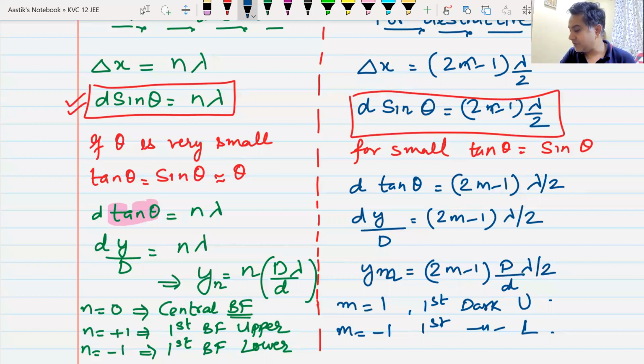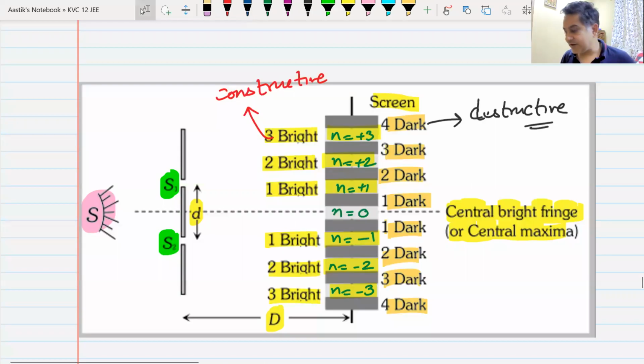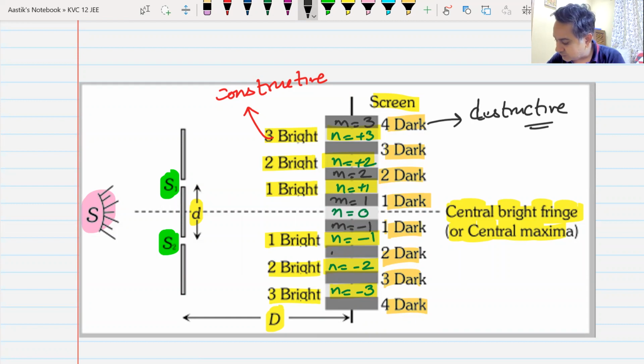Okay. Now I can put these values here to show you in the diagram how it looks. So in the diagram, you already have the bright fringes marked. Let us mark the dark fringes. This is m is equal to 1. This is m is equal to 2. This is m is equal to 3. This is m is equal to minus 1. m is equal to minus 2. m is equal to minus 3. m is equal to minus 4. I hope I am making sense. Dark fringes, bright fringes, and so on.